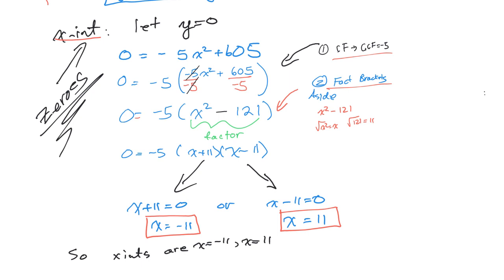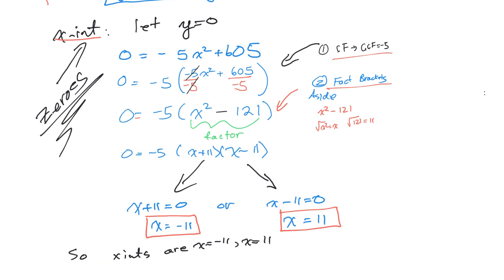Once you factor, you can solve and find your x-intercepts by setting the factored form of these things equal to 0. So each of these linear factors are set to 0, and then you get x is equal to 11 and x is equal to minus 11. So you could say your x-intercepts are -11 and 11.